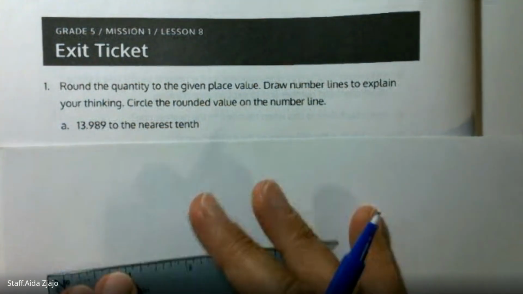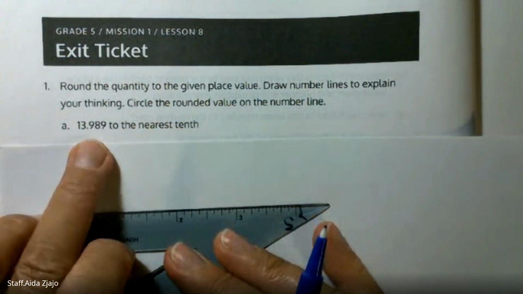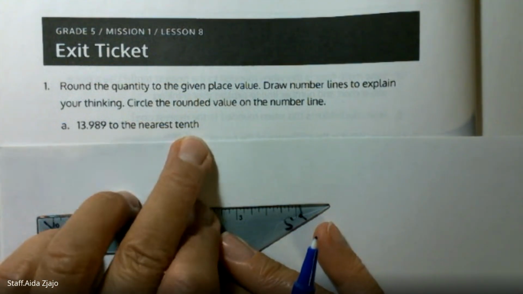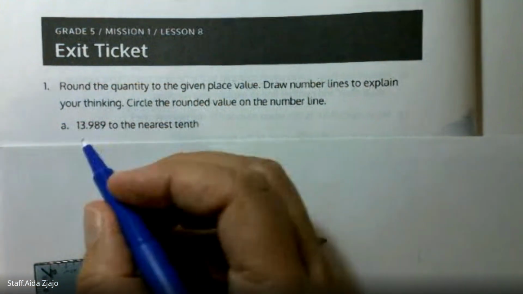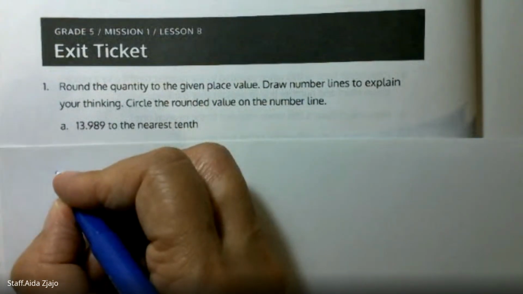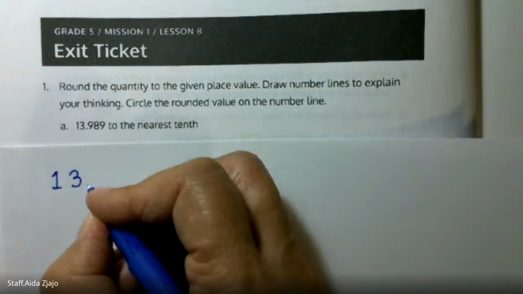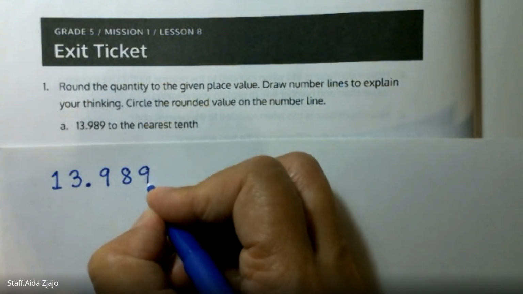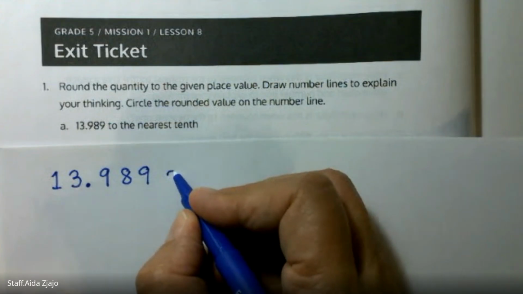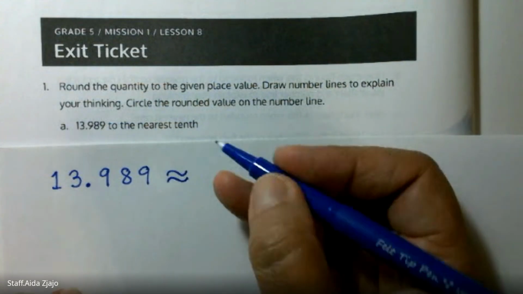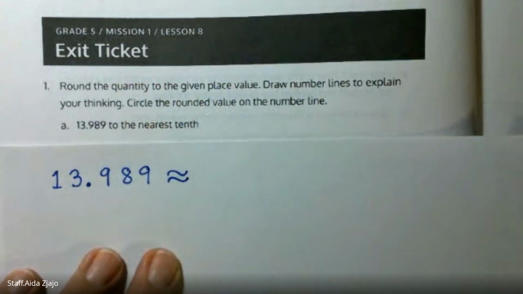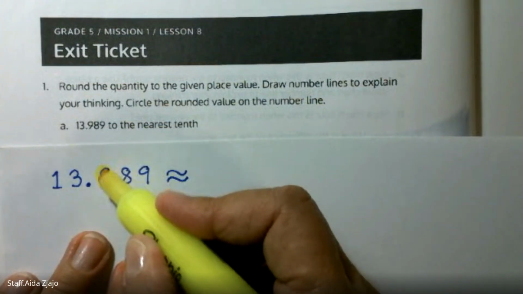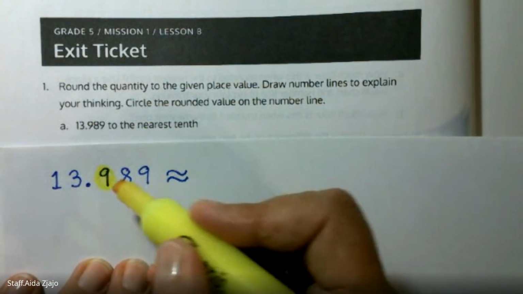Okay, so this is 13 wholes and 989 thousandths, to the nearest tenth. So when I write this number, I can write 13 wholes and 989 thousandths. So we need to round this to the nearest tenth. So this is ones, tenths. These are tenths. So I already have 9 tenths here.